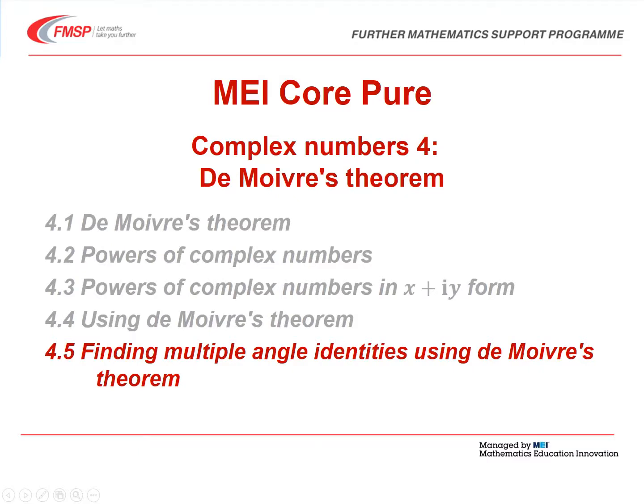This is a video for MEI Core Pure Mathematics, Complex Numbers 4, De Moivre's Theorem, 4.5, Finding Multiple Angle Identities using De Moivre's Theorem.